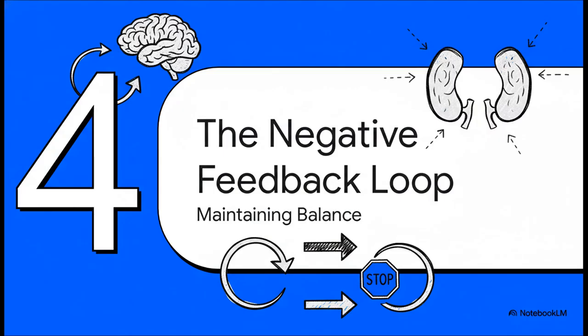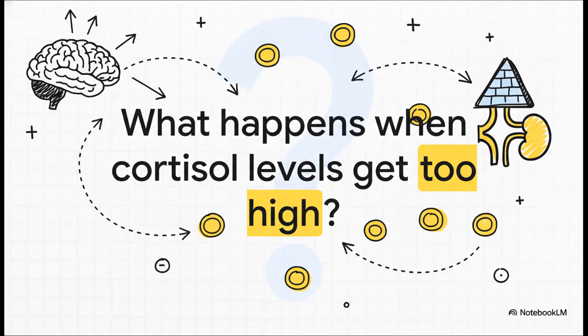Okay, Section 4, the negative feedback loop. Now, any system that can ramp up this powerfully has to have an equally good way of shutting itself down. So let's look at how this whole system keeps itself from running out of control. This is where the sheer elegance of physiology really shines. High levels of cortisol in the blood actually trigger their own off switch.